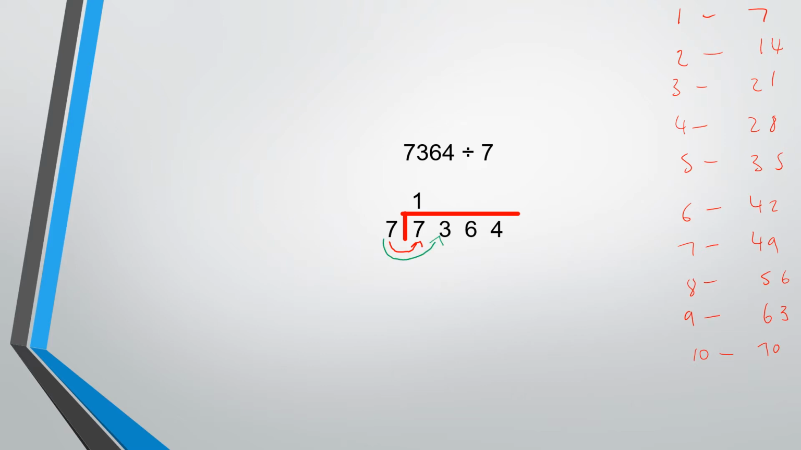7 isn't going to go into 3, is it? So we're going to put a 0 there, and we're going to carry our 3 over to the 6 to give us 36. And now we need to know how many times will 7 go into 36. Now if we look to our side here, we can see that 7 will go into 35 5 times, which is 1 away. So what we can do is write 5 and carry that 1 over to the 14. And final one is 7 into 14, which we can see over here is 2. So 7,364 divided by 7 is 1,052.